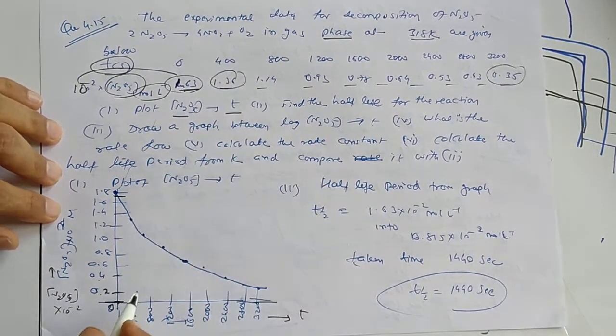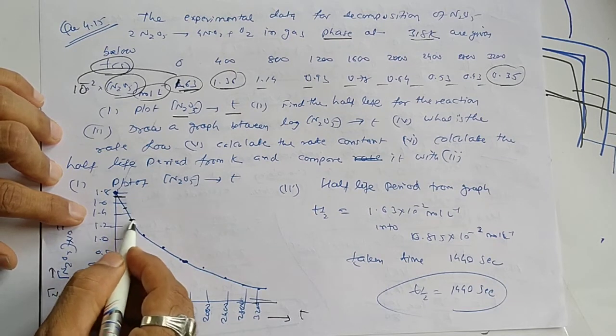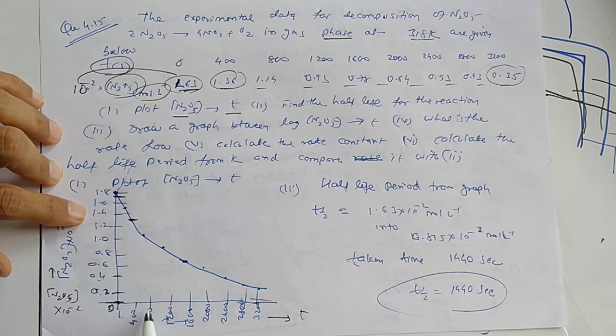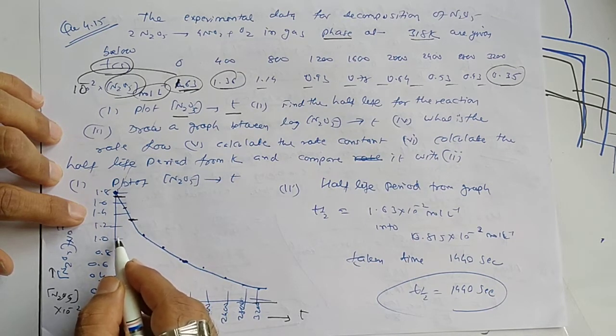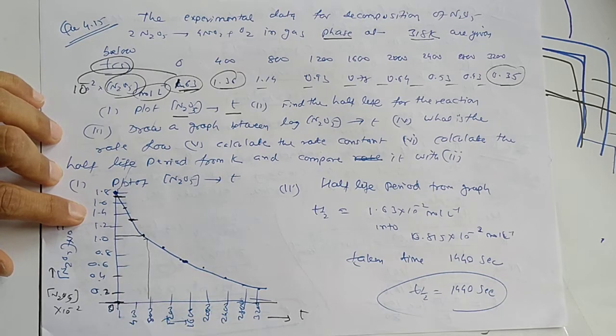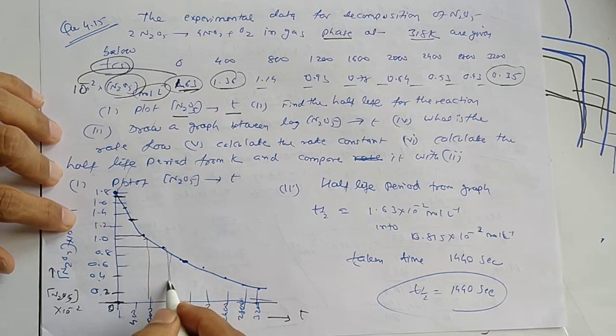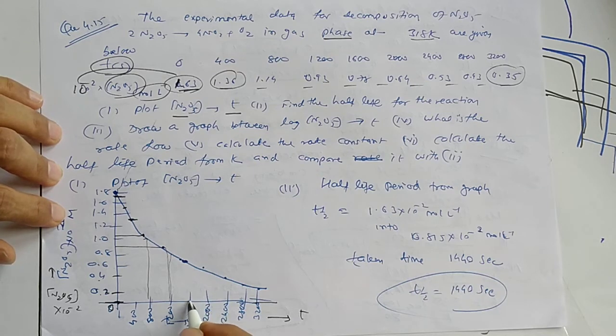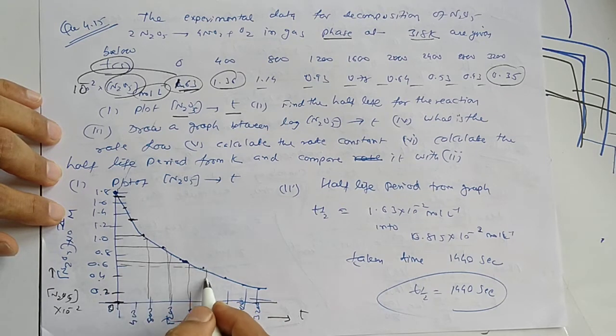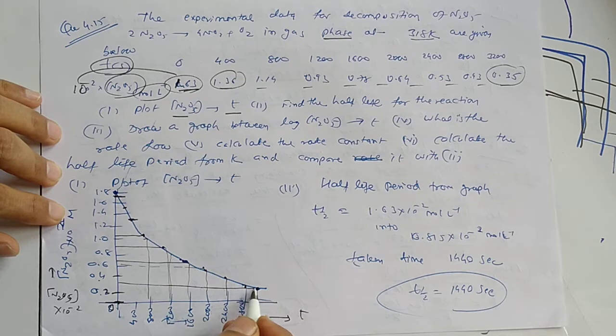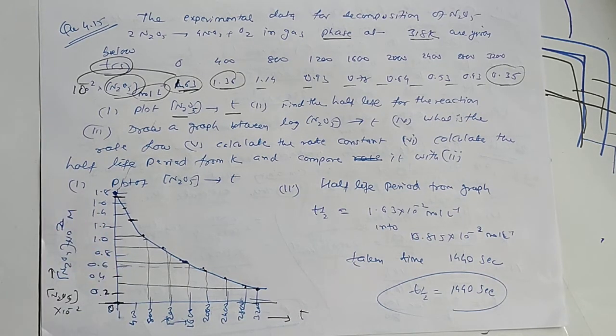At 400 it is 1.36. At 800 it is 1.14. At 1200 it is 0.93. At 1600 it is 0.78. At 2000 it is 0.64. At 2400 it is 0.53. At 2800 it is 0.43. At 3200 it is 0.35. Understood? So we get the curve.